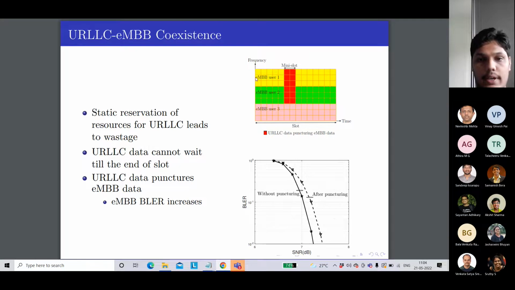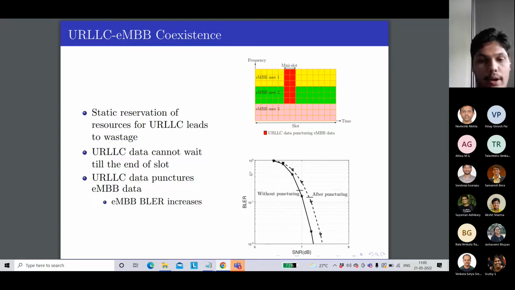We see here the time frequency grid. This is the slot duration and this is the mini slot. We saw eMBB users have been allocated a chunk of bandwidth and they are transmitting their data. The URLLC data arrived and it punctured at the mini slot level. What happens because of this? The block error rate of the eMBB data increases.